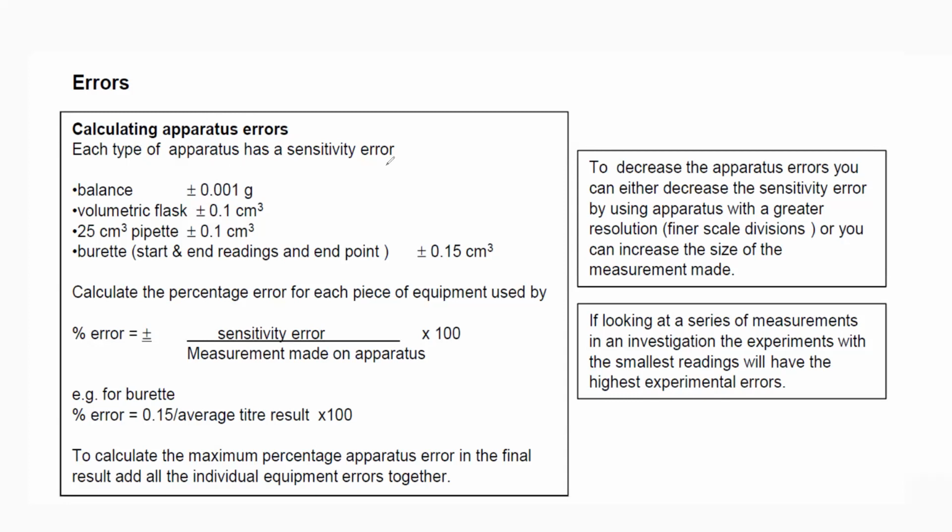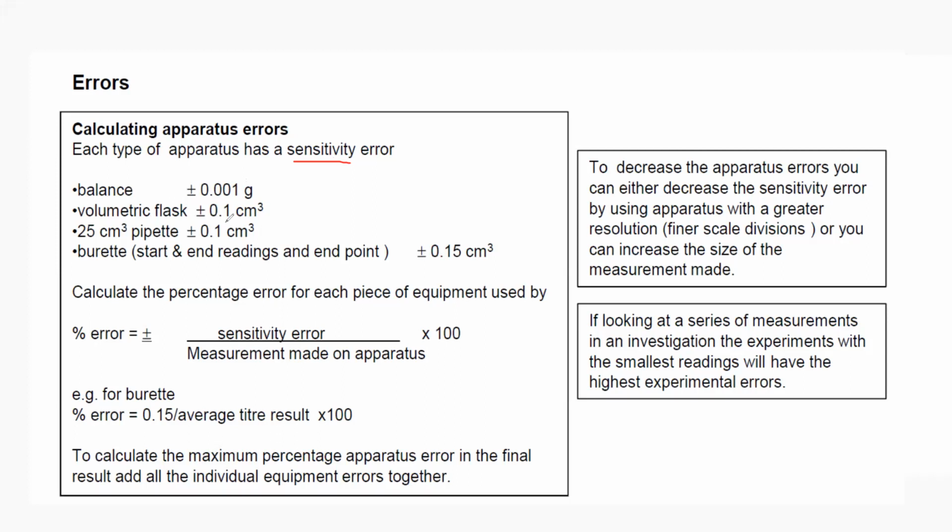Each type of apparatus has its sensitivity, and the term sensitivity refers to the smallest value which the instrument can record. If any error is related to sensitivity, we call that a sensitivity error. So when we are using a balance, it is accurate to 0.001 gram. This is the smallest value which a normal balance can measure, so we also say the sensitivity of the balance is 0.001.